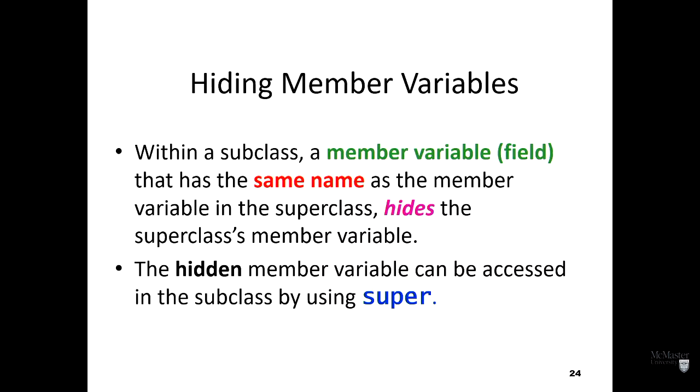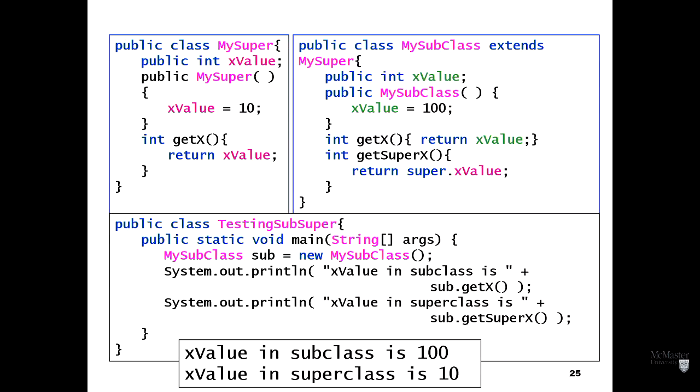The super reserved word, right? One example here is we have our superclass, we have our subclass, then we have an integer value that is called x value, both in the parent and in the child. This is a public one, so everyone has access to it. But if we have it as protected, the same thing applies.